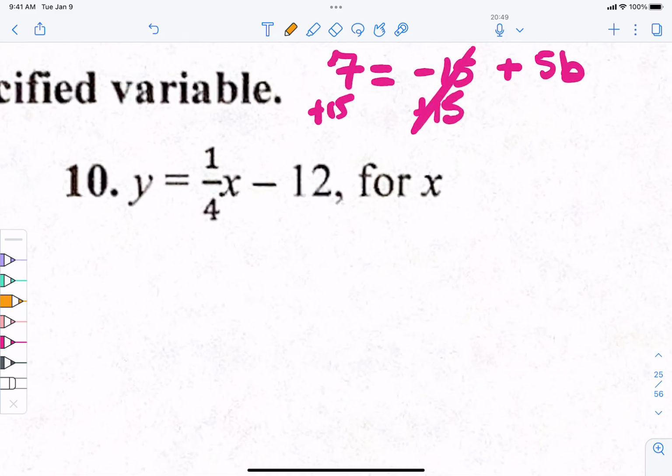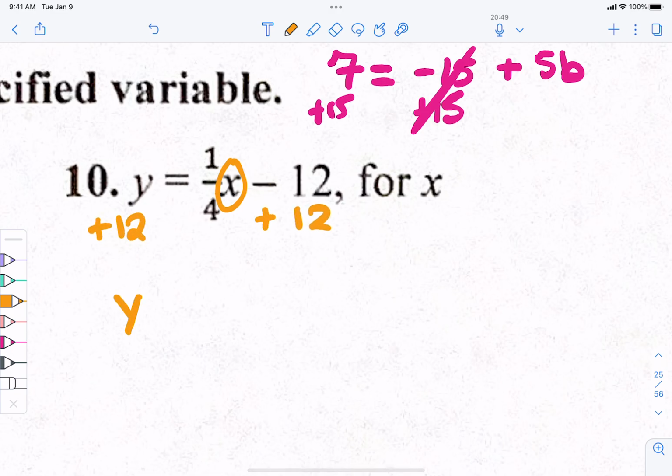We're solving for x in this case. Normally we're solving for y, but we want to get the x by itself. So what are you going to move first? The 12. How do you move the 12? Add 12. Okay, what is y plus 12? Y plus 12. Okay, then equals.